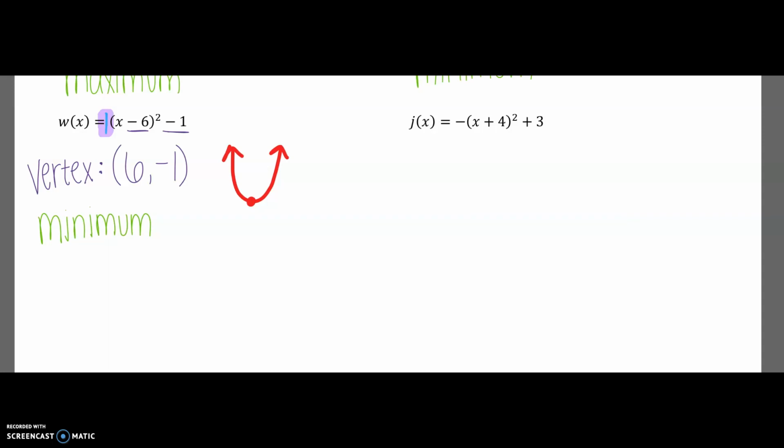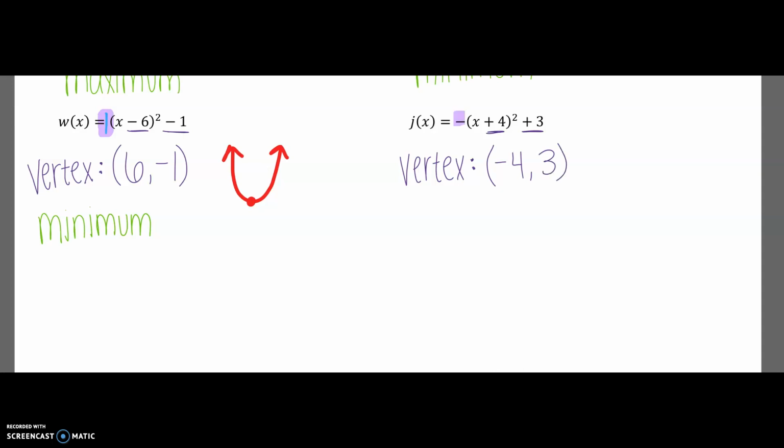Finally, on to j of x. We're going to identify h and k. So we have a positive 4 and a -3. Remember, when we find our vertex, we do the opposite of h and the same of k. The opposite of positive 4 is -4, and the same of k is positive 3.